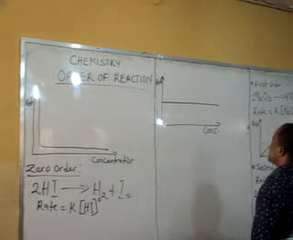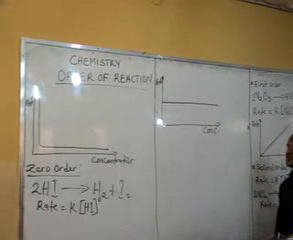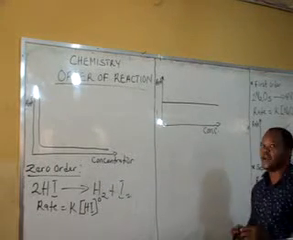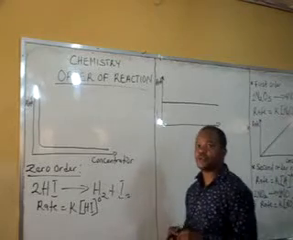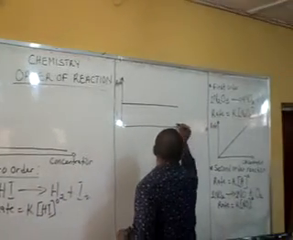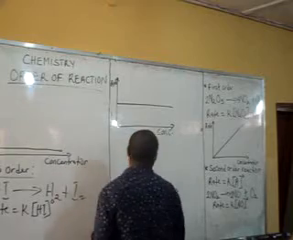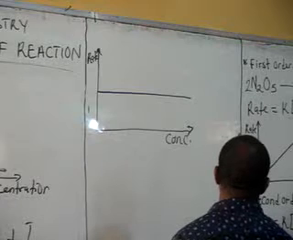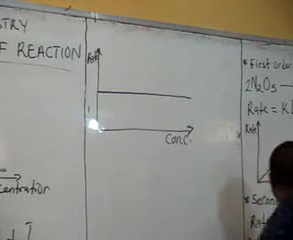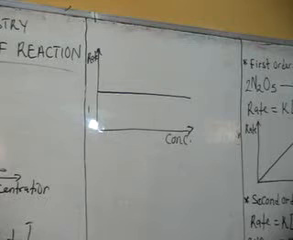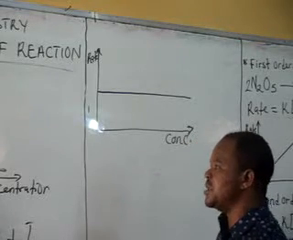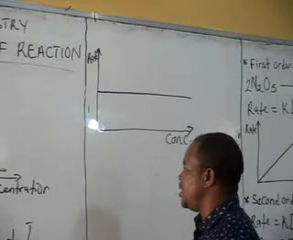So that is the three types of order of reaction that I want to talk about. In the first order of reaction, I have the rate depending on the concentration of the reactant. While in second order reaction, I have the rate of reaction depending on the square of the concentration of reactant A. Then in zero order, the rate of reaction is independent of the concentration of the reactant.